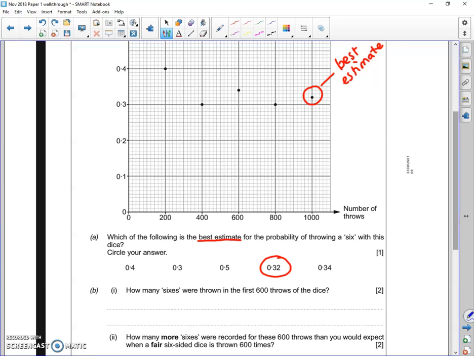So if we go to where 600 throws is, and read off the value, you get 0.34. If you want to, you could think of that as a percentage. 34% is 34% of, which is times, the first 600 throws. Okay, so then you've got to work out what 0.34 times 600 is, which is 204.